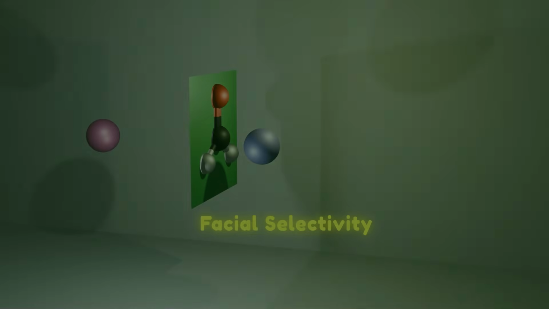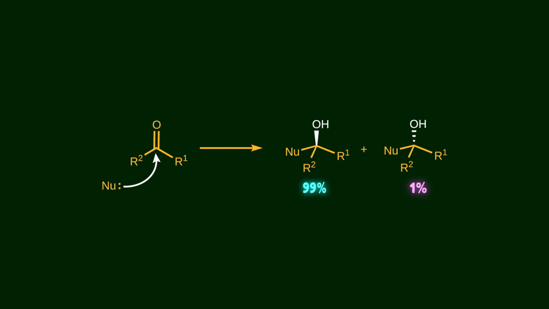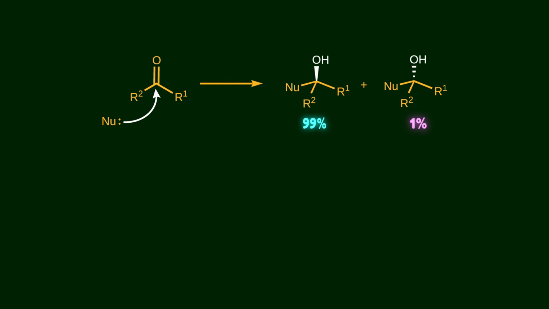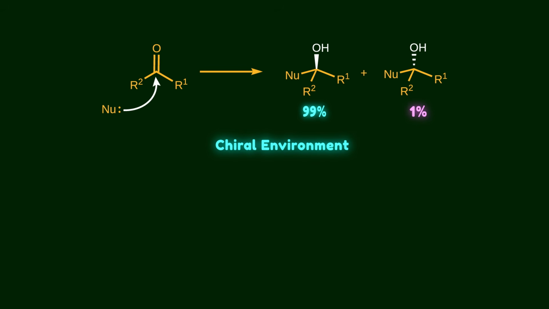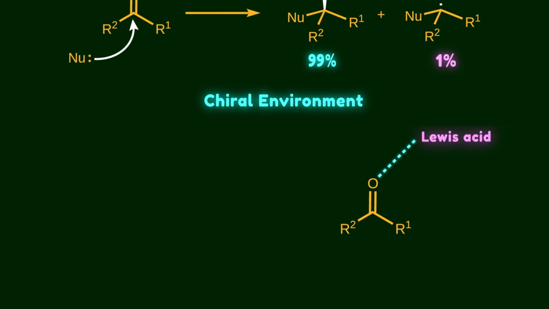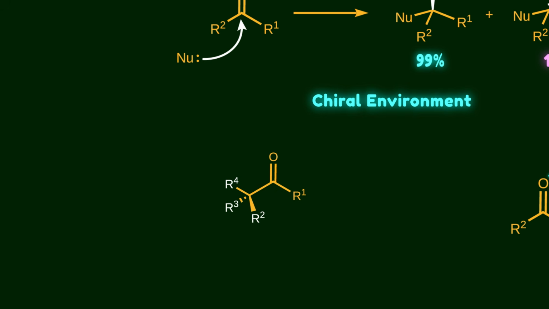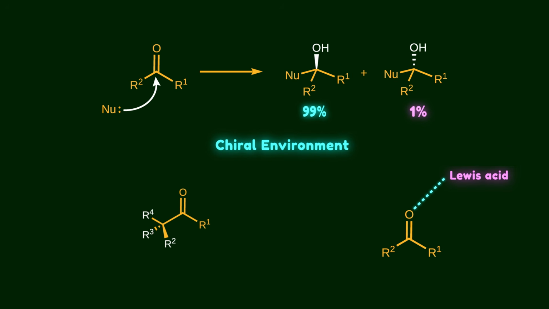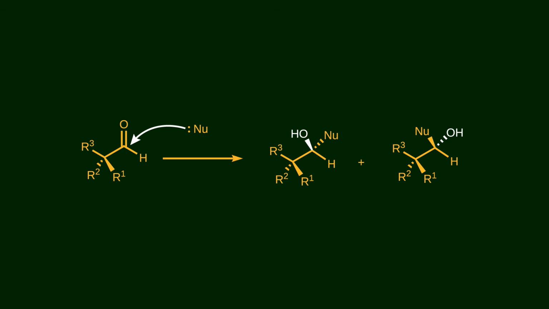Now you might be curious how we can create a bias in the system and do an asymmetric addition to the carbonyl group. The answer is that we need a chiral environment. The chiral environment can come from the reagent. For example, using a chiral Lewis acid in the reaction can induce chirality. Another option is to use a chiral substrate. In this video, I focus on using a chiral substrate and explain how a chiral aldehyde or ketone controls the stereoselectivity.